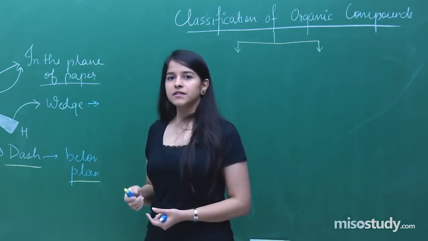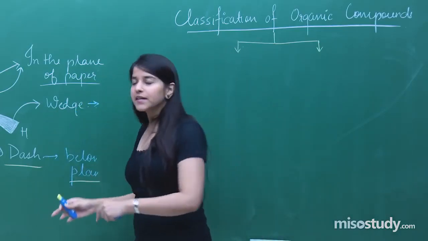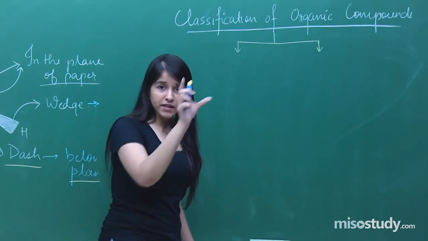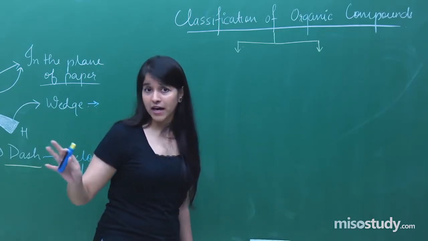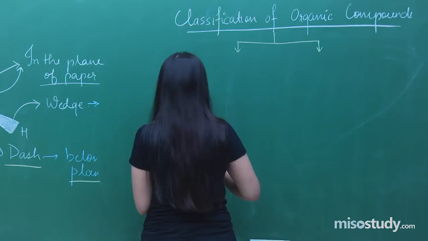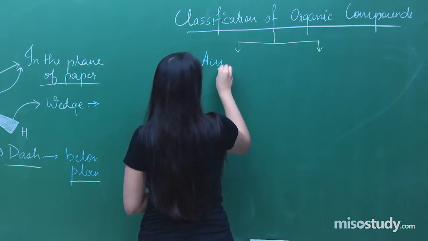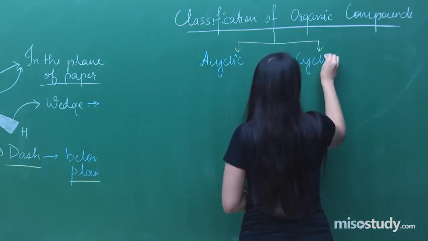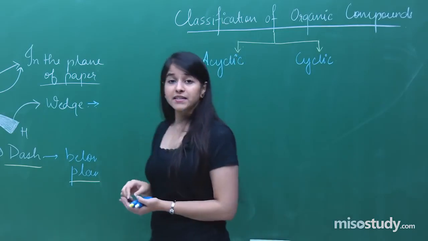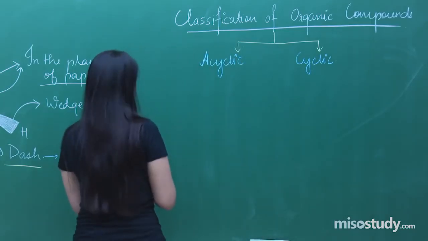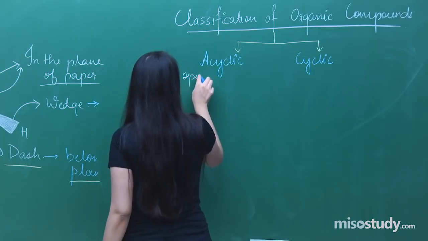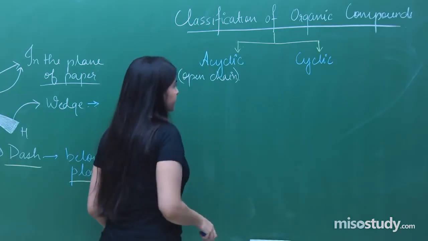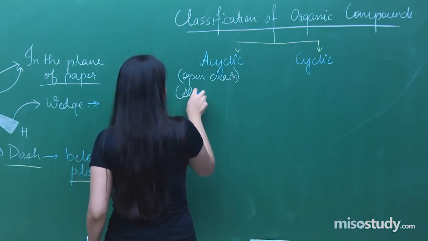So first is the acyclic compounds or the cyclic compounds. You need to remember the technical terms over here. You cannot write that one is having a cyclic ring and the other is not having a cyclic ring. So it is acyclic and cyclic. What is acyclic? That is also known as the open chain compounds. It is also known as aliphatic compounds.